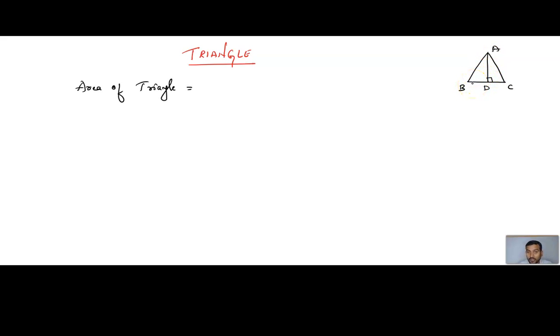We cannot say that in all triangles it will be like this. Can we say? Yes, we can say, children. So here AD is perpendicular to BC. Now, I will do one thing. I don't use this perpendicular one.